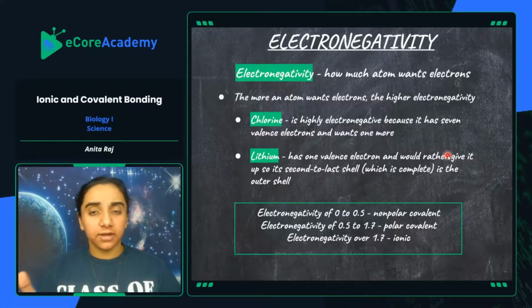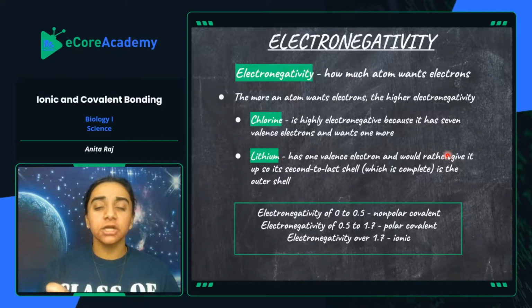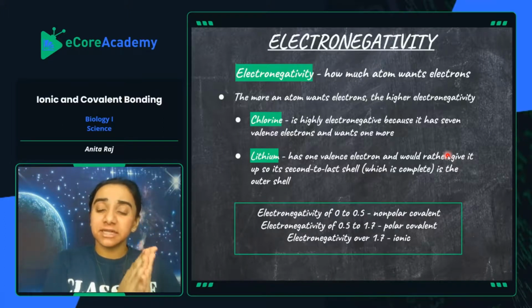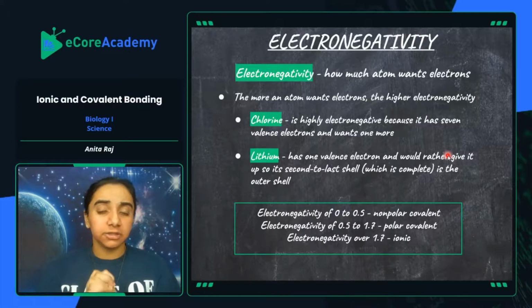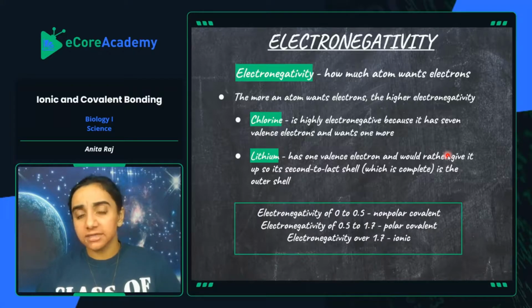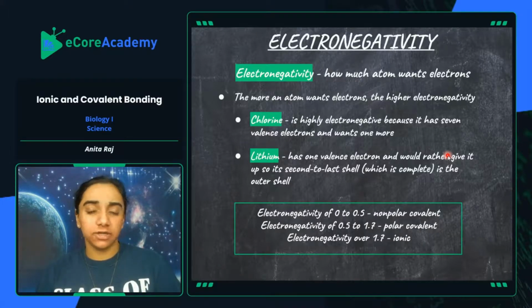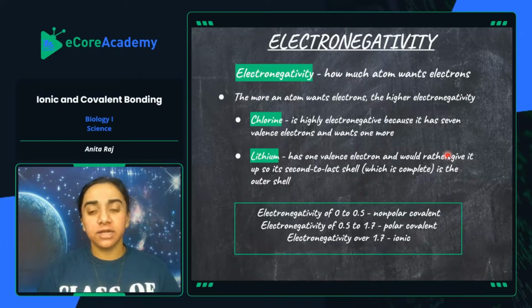But chlorine, on the other hand, has 7 electrons. It's so close. It wants that one last electron. So sodium really wants to get rid of its electron, and chlorine really wants to gain an electron. Electronegativity is a measure of how much a specific atom wants to gain electrons. The more an atom wants electrons, the higher its electronegativity. So chlorine would have a much higher electronegativity than sodium, because chlorine really, really wants that last electron, whereas sodium wants to give it up. Just like I said here, chlorine is highly electronegative.